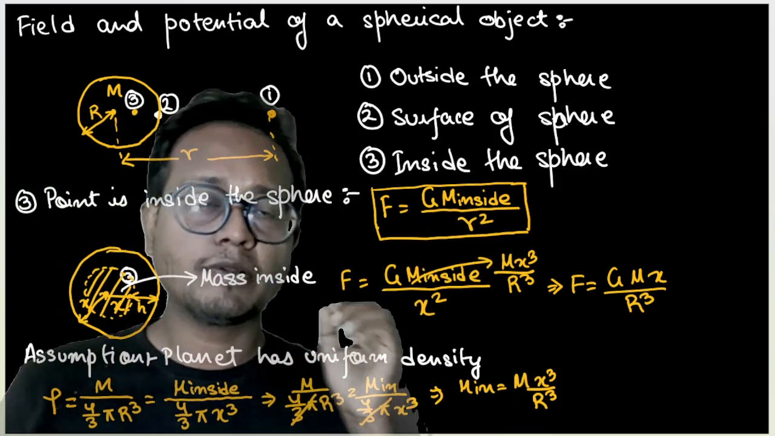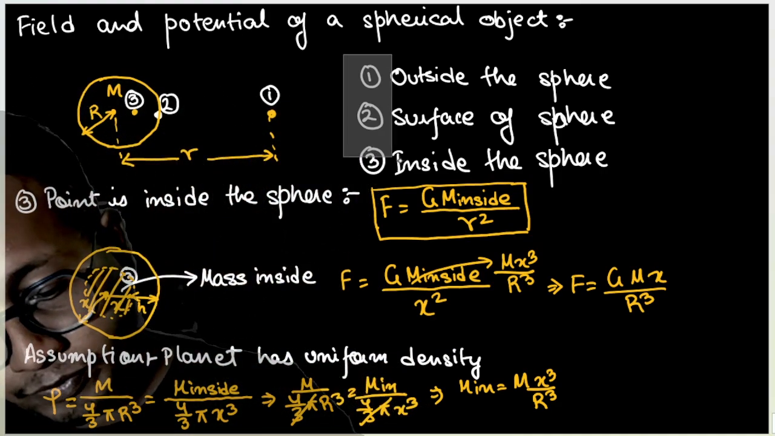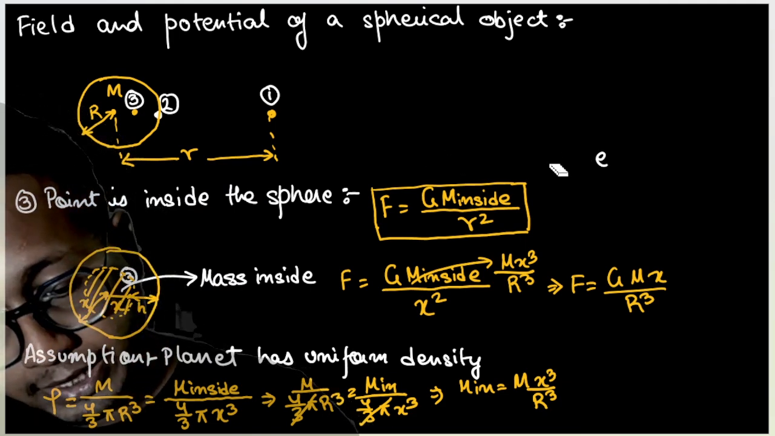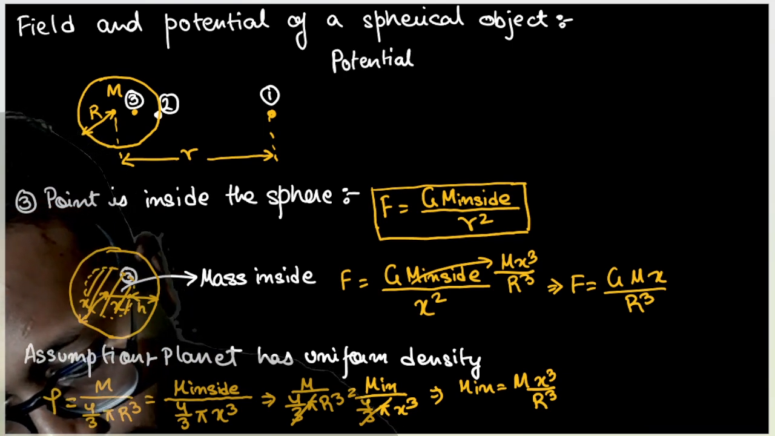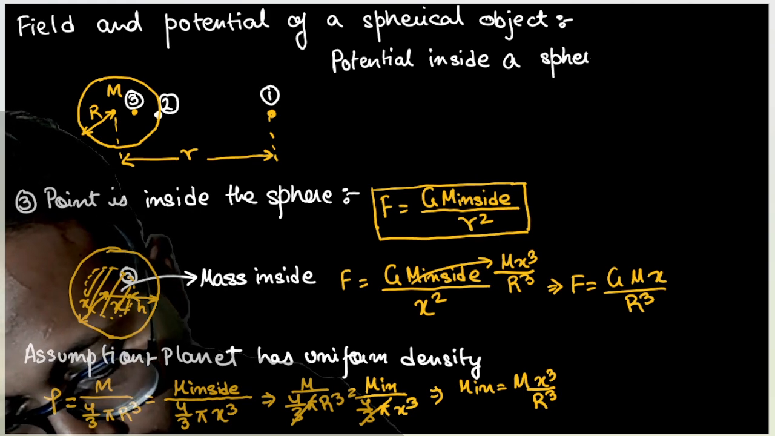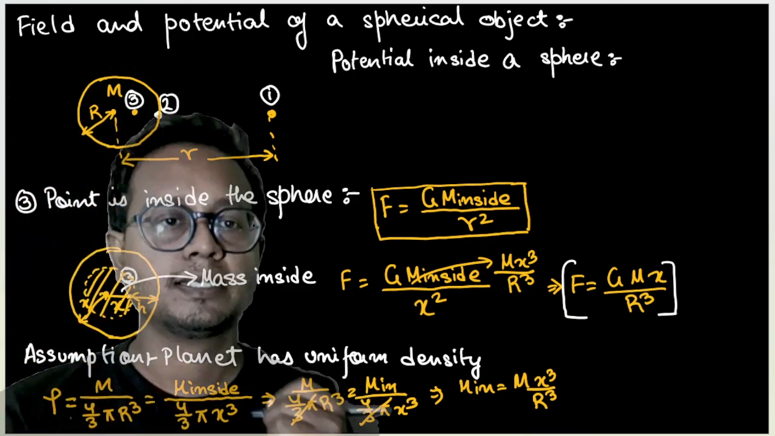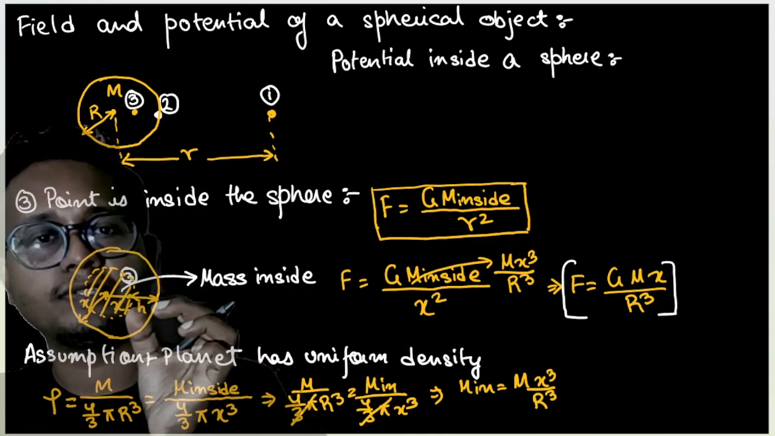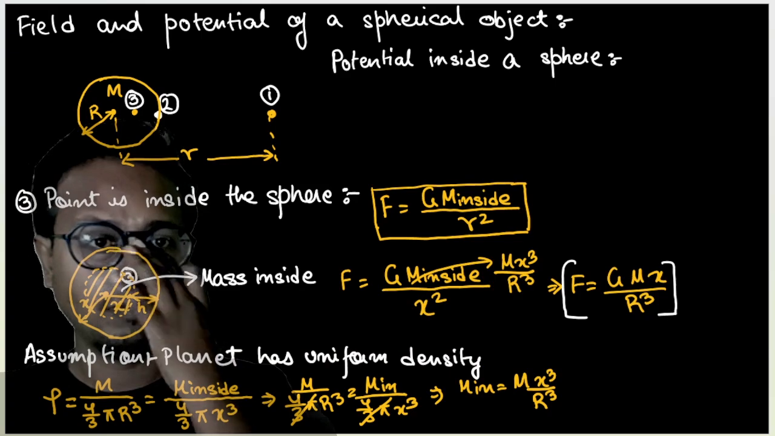Fair and fine. Now that we have found out field, we'll go to the potential. So I'll solve the potential out here. Now this is the part that most of you get confused: potential inside a sphere. You already got the formula for field inside a sphere, G m x divided by r cube. Sometimes instead of using x, they'll use depth from the surface. So depth from the surface is nothing but r minus x. So just write r minus h as depth from the surface. Both are the same thing.